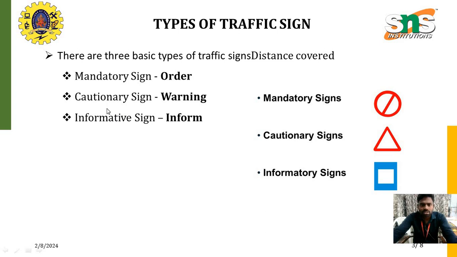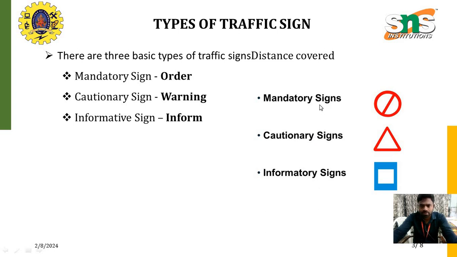The next one is the cautionary sign. These symbols indicate warnings, such as a sudden turning, an accident-prone area, schools, colleges and hospitals. With these kinds of warnings, we have to drive very carefully in those particular areas. Then the third one is the informative sign, which gives information.